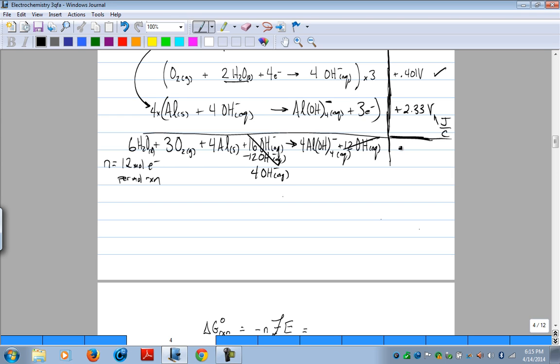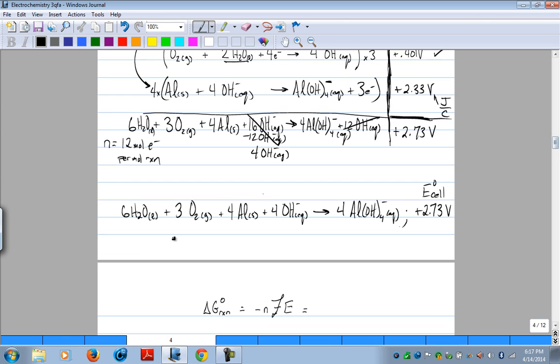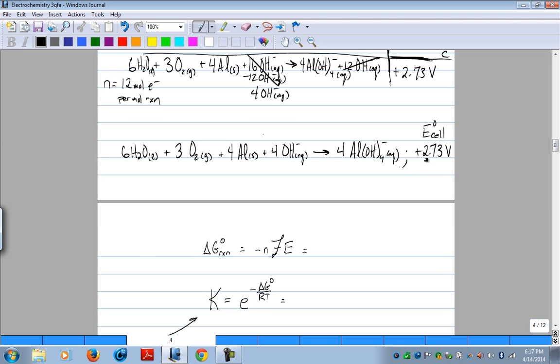So that's going to give us a standard cell potential difference of 2.73 volts. So writing that once more, a little bit cleaned up, we have the standard cell potential difference and the all-important N equals 12 moles of electrons per mole of reaction as written.